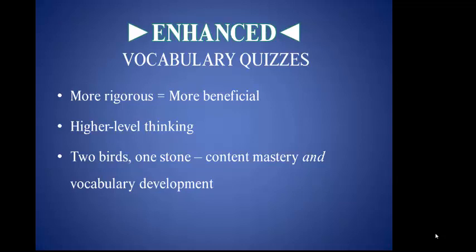Part of level 3 from Webb's Depth of Knowledge is the coordination of knowledge and skills from multiple subject matter areas. Is that not what we're accomplishing here? We've got what may seem to be an ELA skill, vocabulary development, along with historical content mastery. So we are cross-curricular, we are integrating, we are asking the students to do more, and as a result they will gain more. Enhanced vocabulary quizzes.